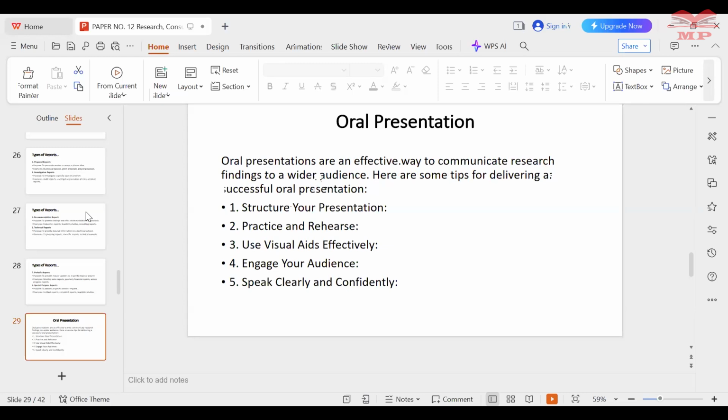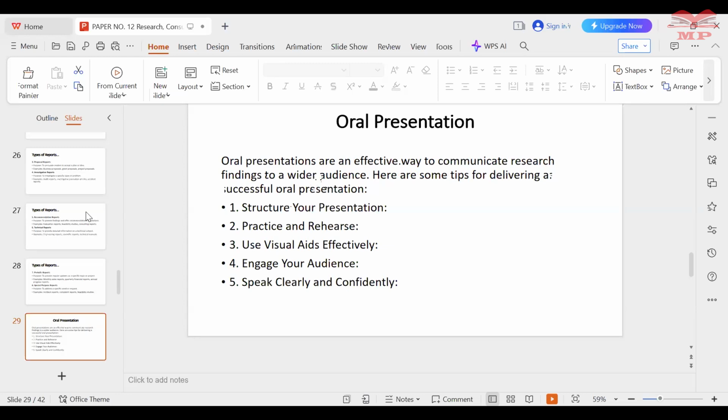So what are some of the things that need to be put into consideration in relation to oral presentation of a report? Oral presentations are effective ways to communicate research findings to a wider audience, and there are some tips that those preparing to make oral presentations require in order to deliver those reports successfully.